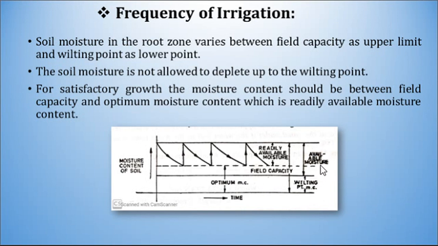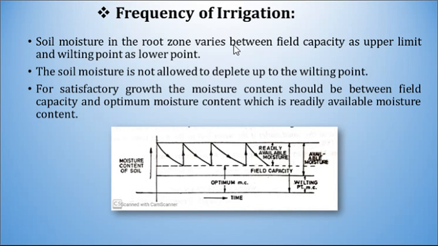Then this particular arrow represents availability of the moisture, and this is the readily available moisture, and these up and down arrows represent the frequency of irrigation. As and when irrigation is given to the crop, the water will be utilized by the plants and the water level will be depleted. Again, we have to ensure sufficient moisture content, and further irrigation needs to be done. Further it will be depleted, further the irrigation needs to be done, further it will be depleted, and further you need to maintain the sufficient moisture.